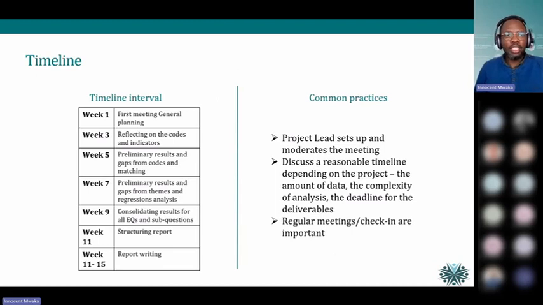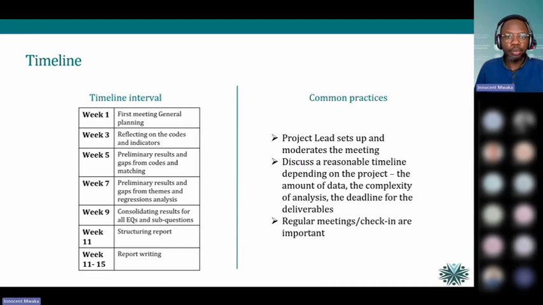Another thing to pay attention to, of course, is the timeline. Because these are two teams with different approaches, and sometimes you have different expectations and different ways of working. But then, of course, you're working on the same project, so it's important that you sit down and reflect on the timeline, what we did for this project.